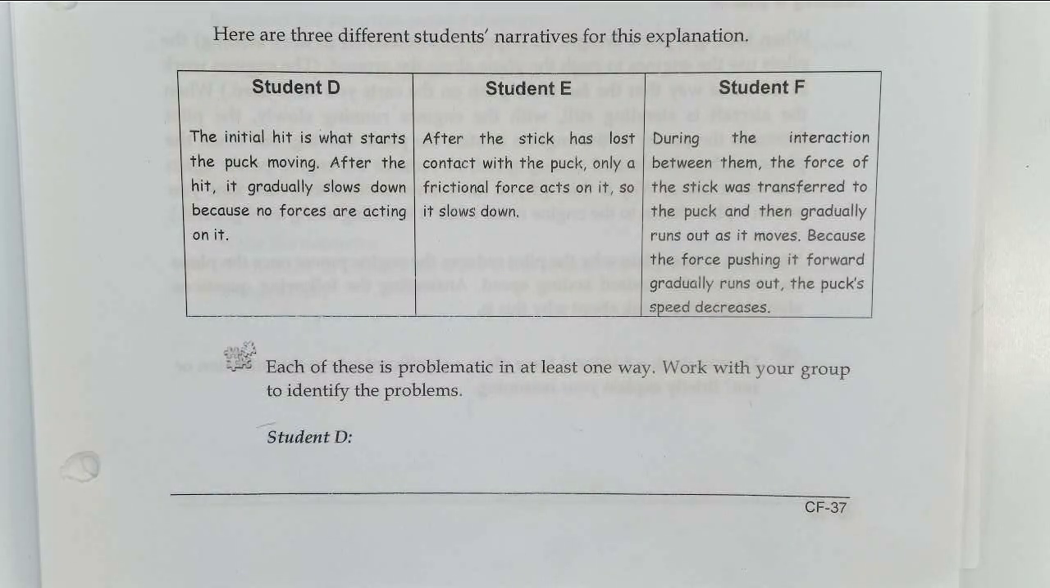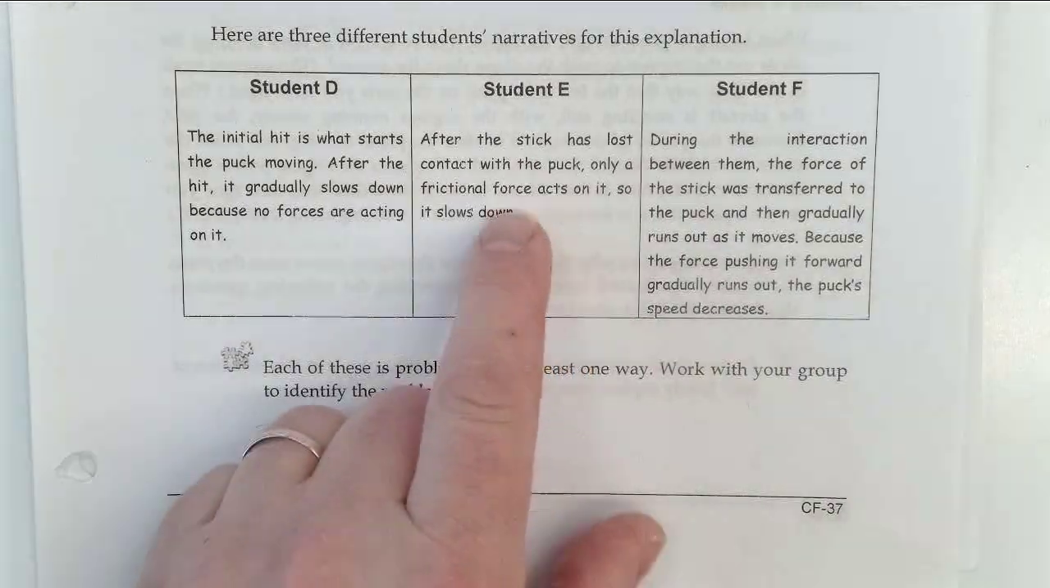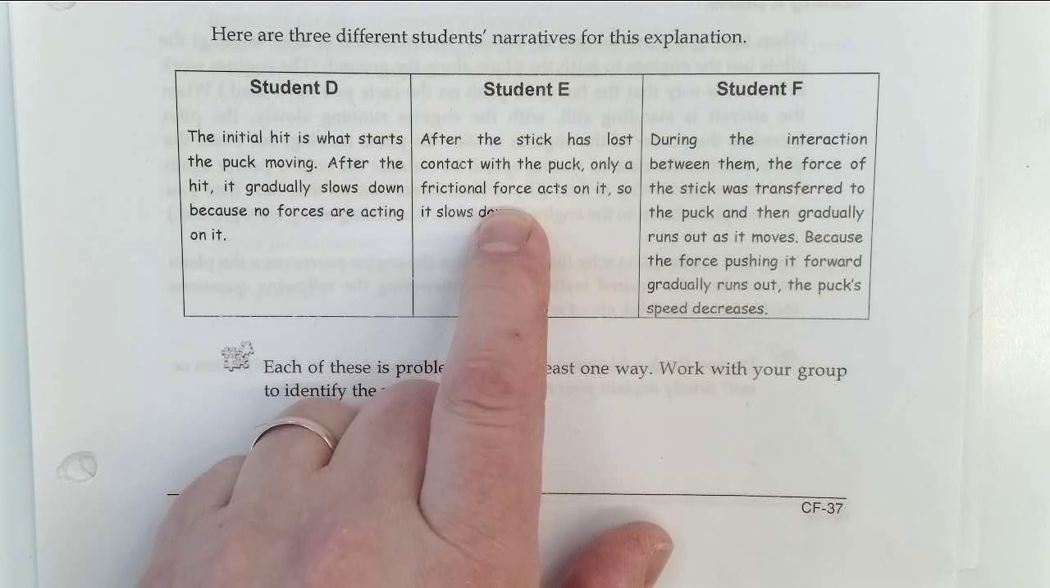Student E: after the stick has lost contact with the puck, only a frictional force acts on it, so it slows down. I think that's correct, but it says that these are problematic in at least one way. And to me, the biggest problem here is identifying the direction of the friction force.